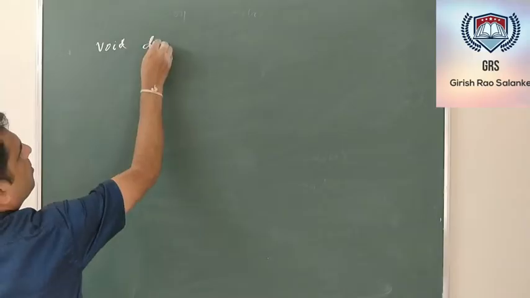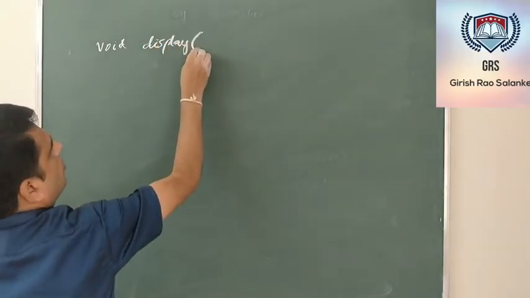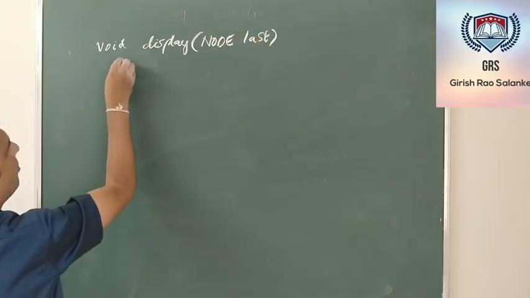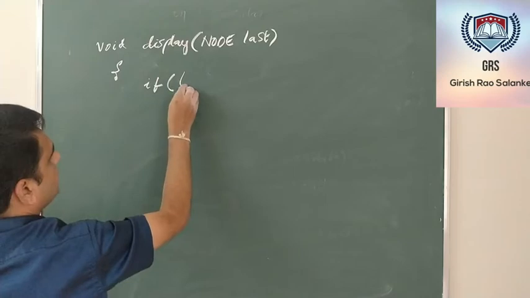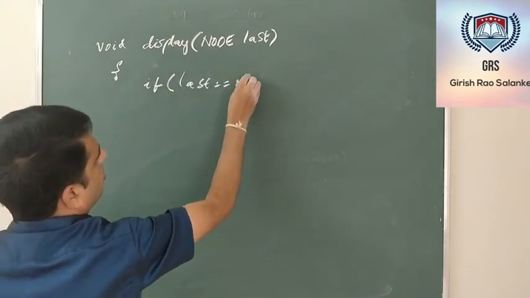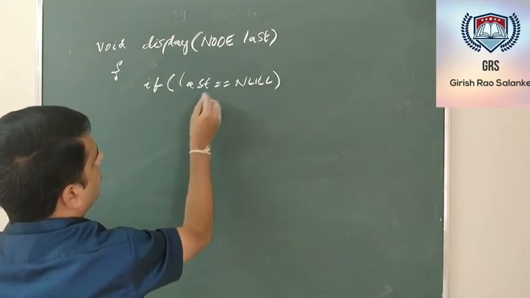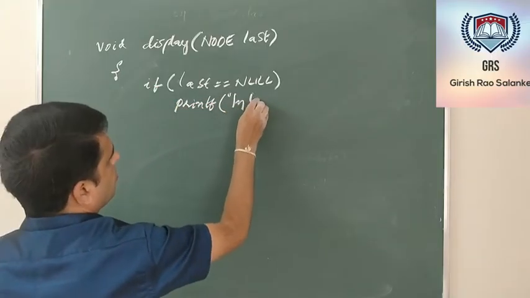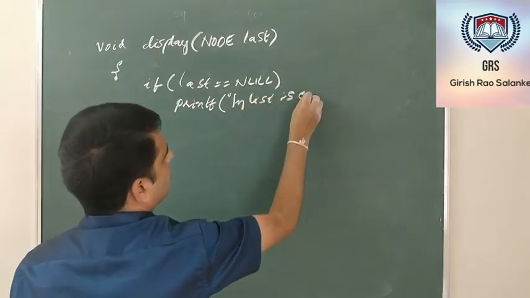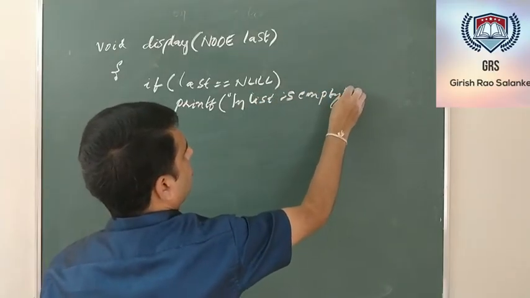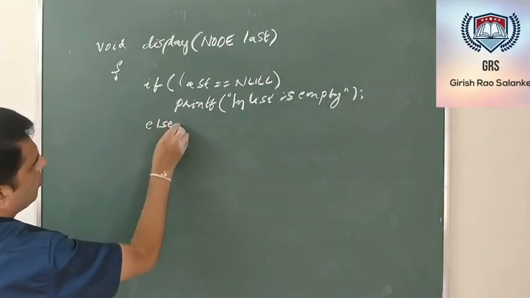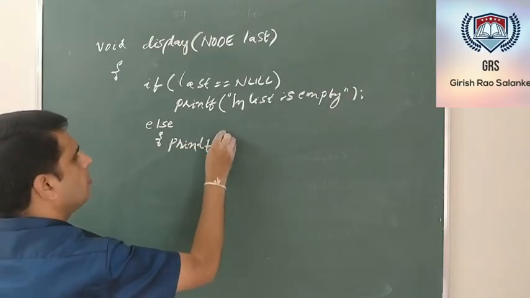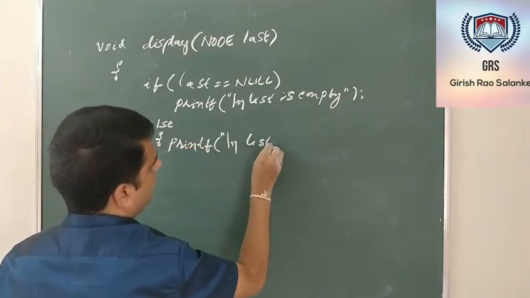Void display. The argument to the function is the reference of your list, that is node last. If last is equal to null, printf list is empty, else, open this else, printf list contents are.